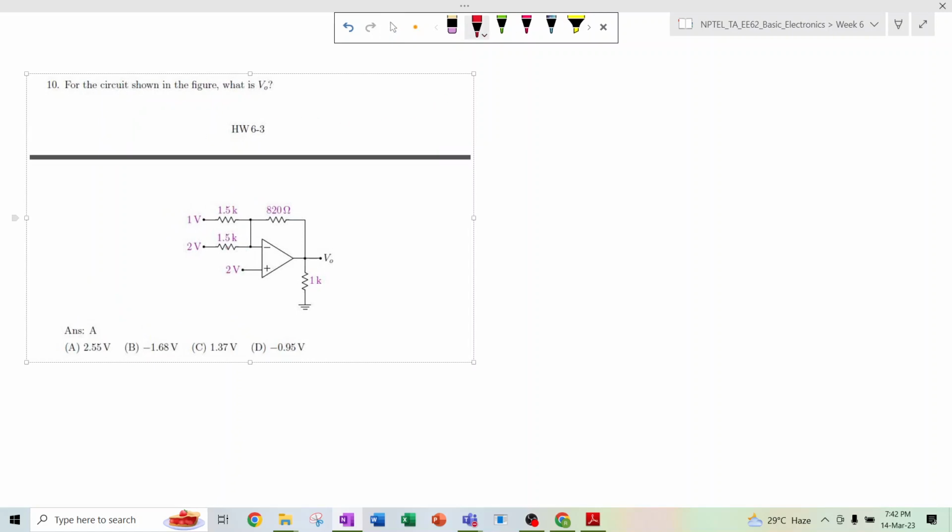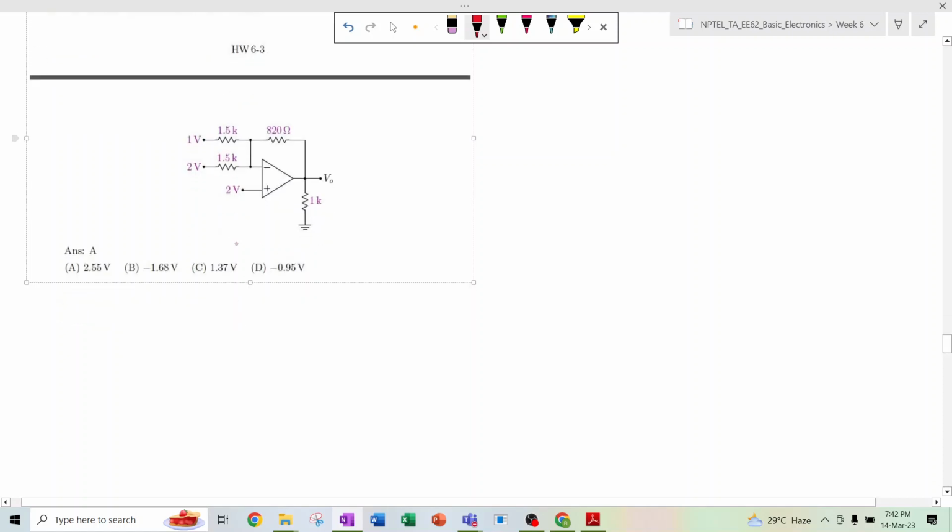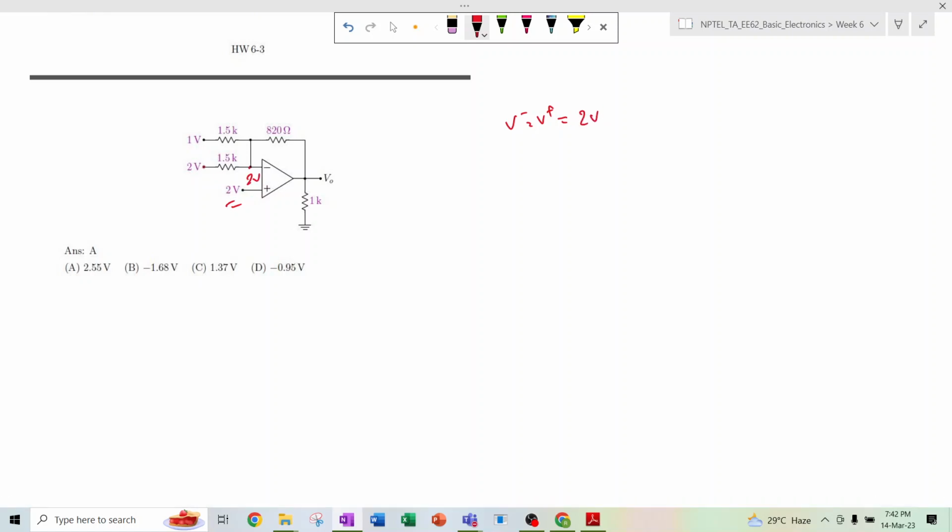It is asked, for the circuit shown in the figure, what is the value of VO? So here it is also a negative feedback problem. So whatever the V minus is, that will be equal to V plus. V plus is 2 volt, so that means V minus is also equal to 2 volt. This terminal is at 2 volts, so no current will flow through this path. So this resistance is not of any use. So 2 volt is over here also.